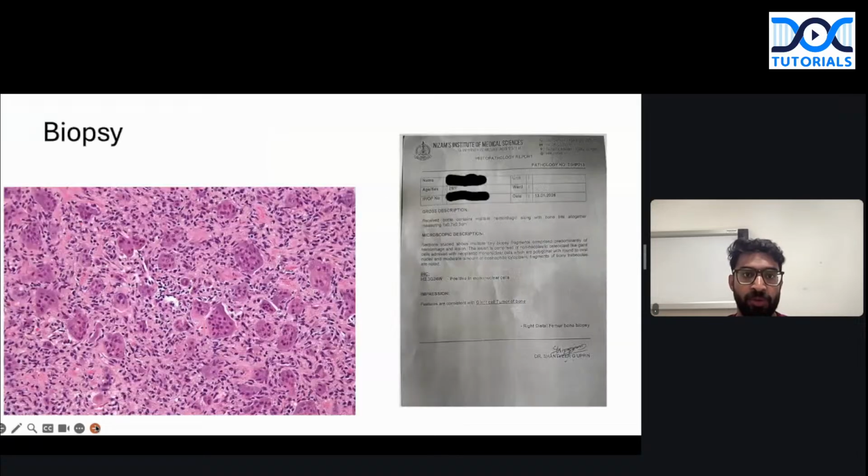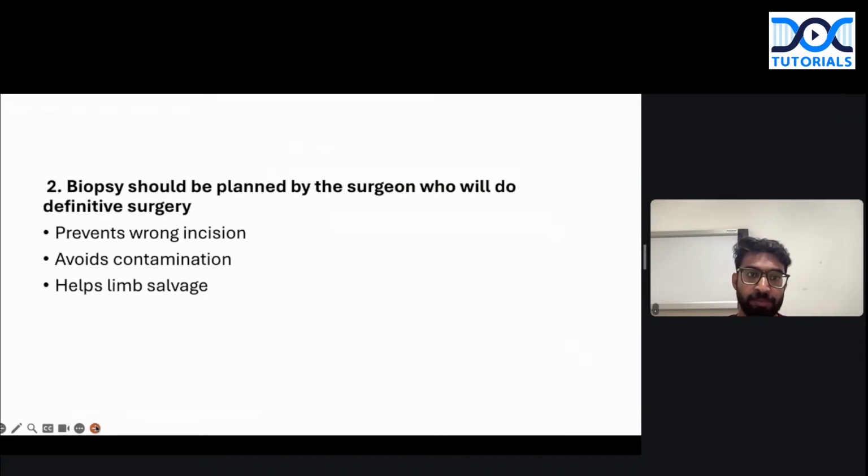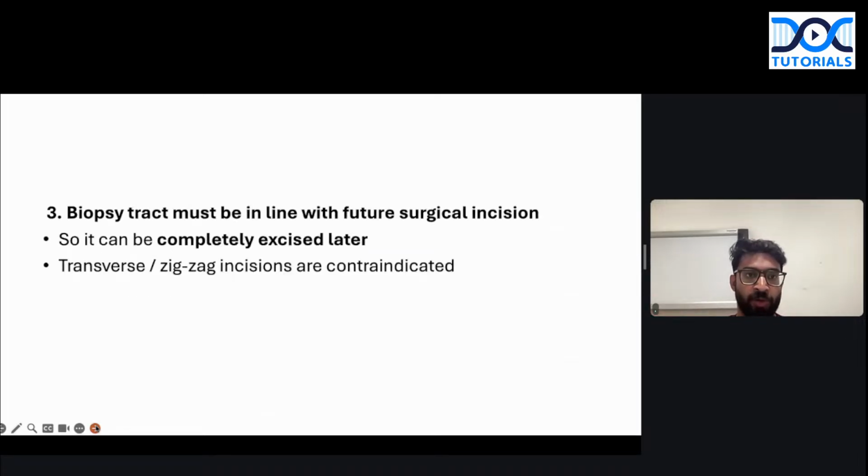So moving on. Biopsy should be planned by the surgeon. That we already discussed. It should be in the track with the future surgical incision. Whatever the surgical incision is, the biopsy should be in that line only. So it should be later excised in toto, which I'll be discussing later.